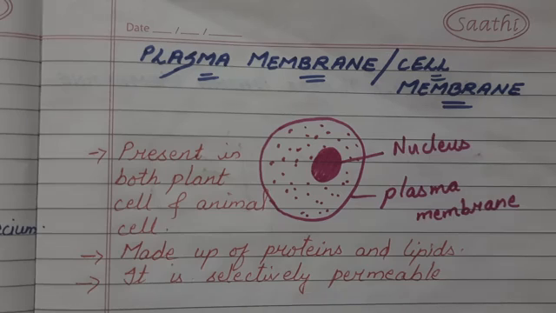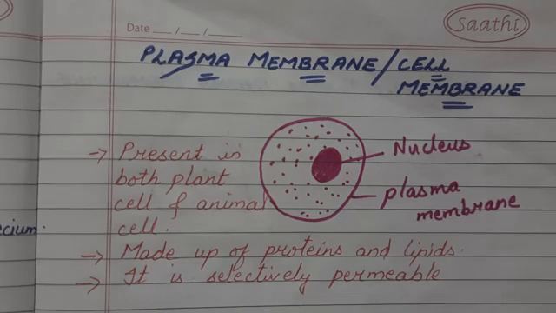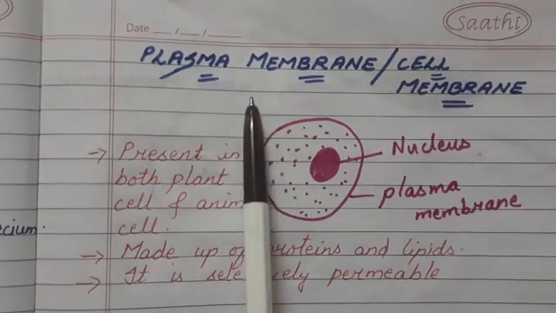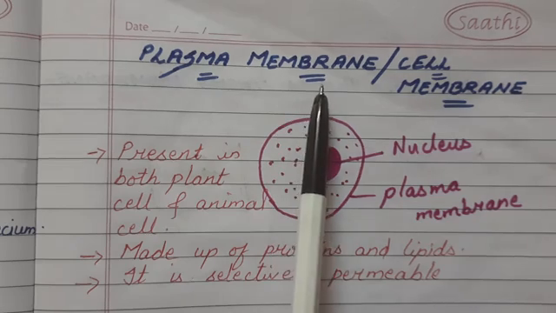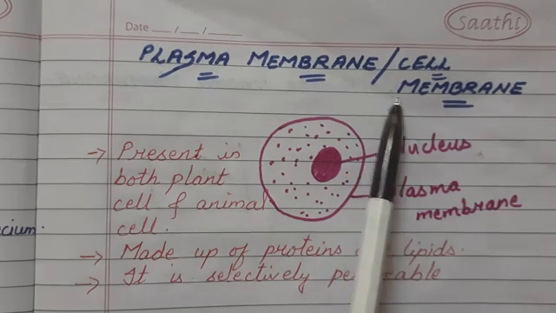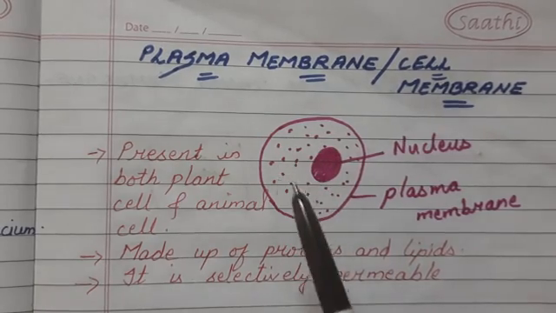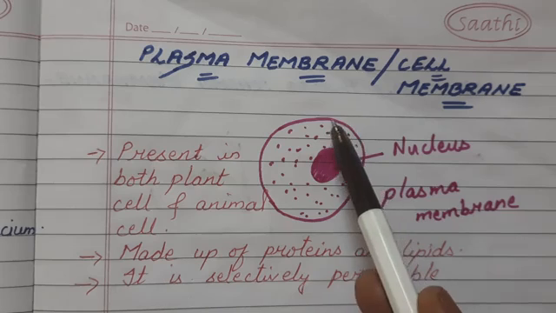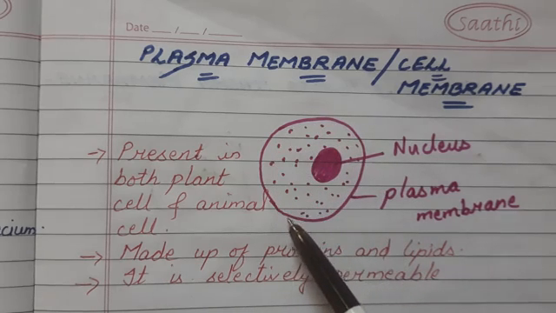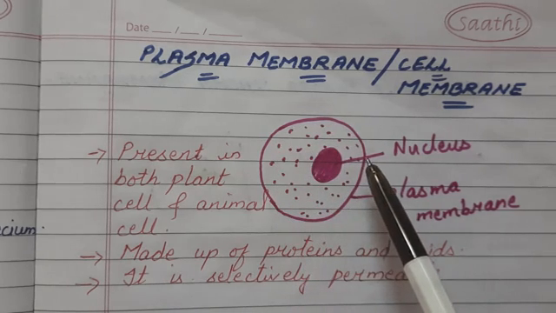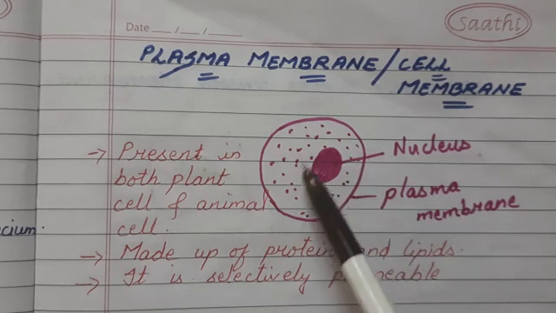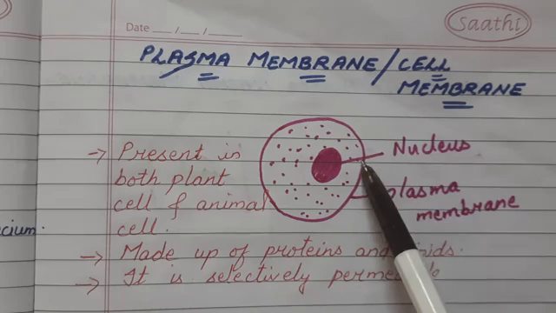Today, we'll start with the first component of the cell, that is the plasma membrane. It is also called the cell membrane. This plasma membrane is the outermost covering of the cell. It separates all the contents inside the cell from the external environment.